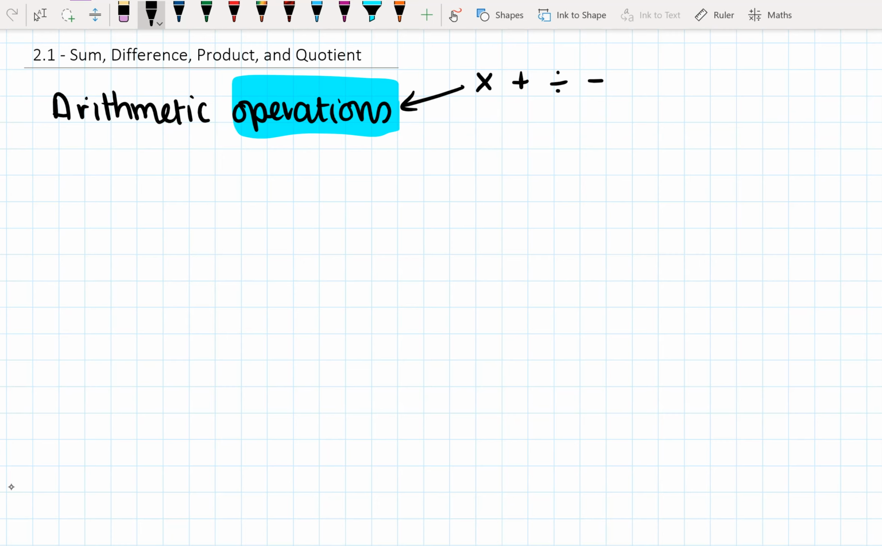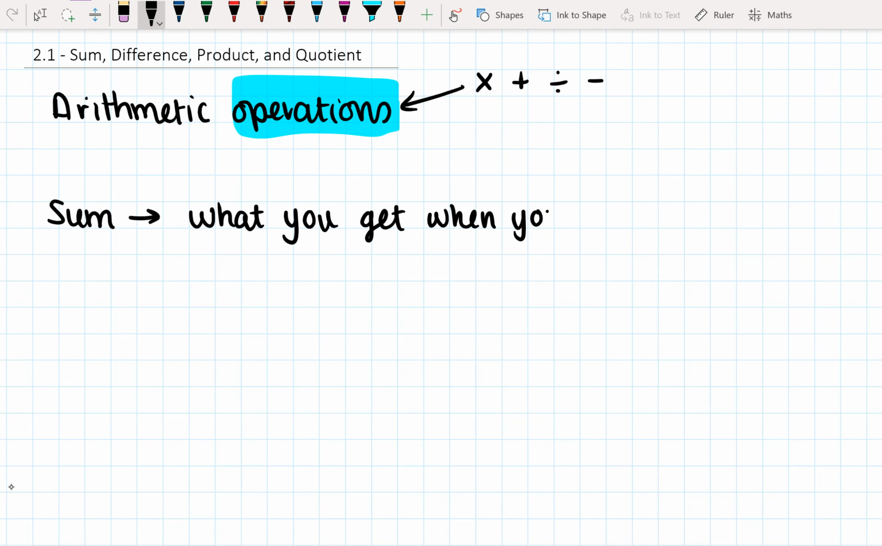We're going to look at a few different ways that you can say this because this will be really important to you this year. So we'll start with sum. The word sum is what you get when you add things together. It doesn't actually have to be two. So that's nice and straightforward. That's what you get with a sum.